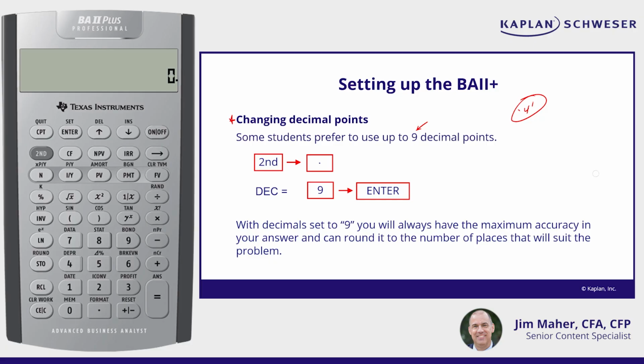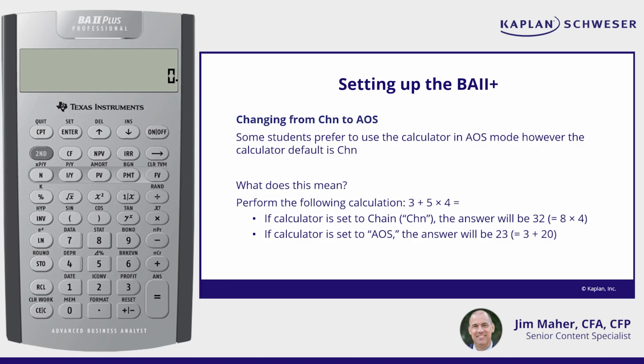Next up, we want to look at changing the CHN to AOS. I never did this, so it's purely up to you if you want to do this as well. Some students prefer to use a calculator in AOS mode. However, the default on your calculator is chain, or CHN. And you might say, well, Jim, what does AOS stand for? That's Algebraic Operating System, where it follows the order of operations.